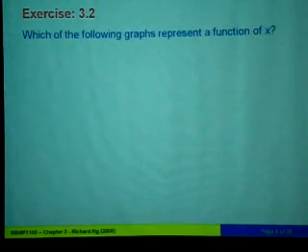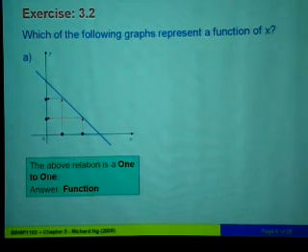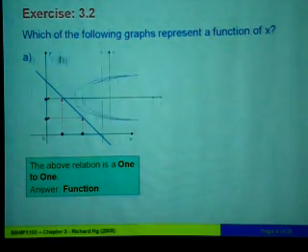Now let's look at exercise 3.2 in your module. The question says, which of the following graphs represent a function of x? The first graph is given as this. What you need to do is to plot some of the inputs and see what the output is. From here we can see one input produces one output. Another input here produces a different output. So we can say that this relation is a 1 to 1 relation. If it is one input and one output, hence we can say this line is a function.